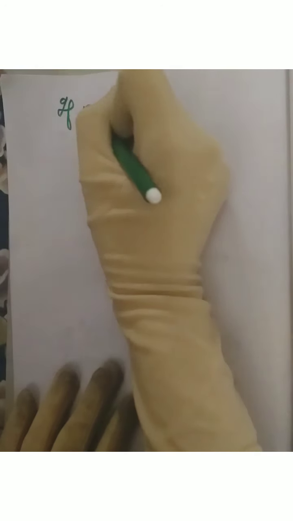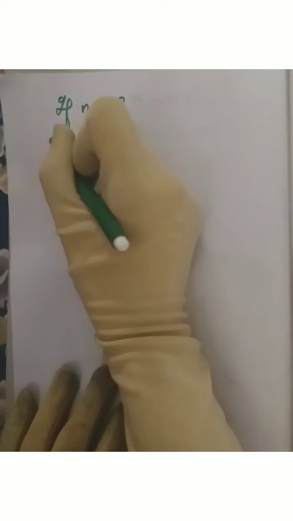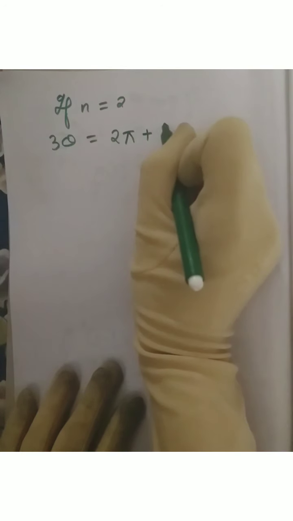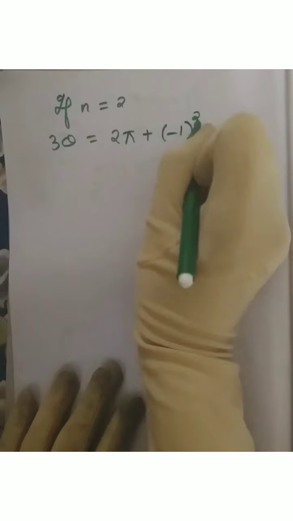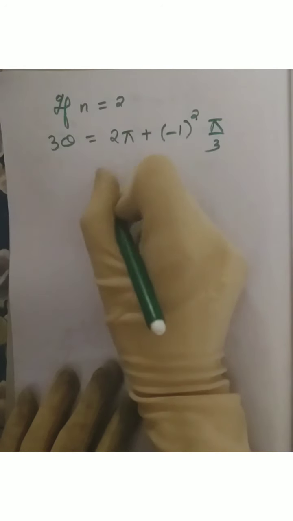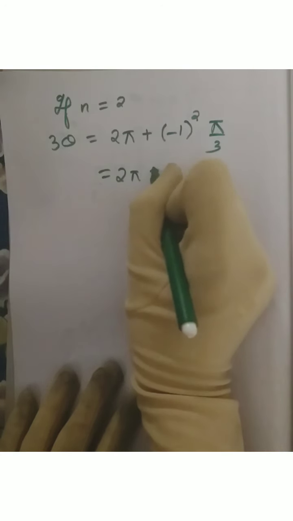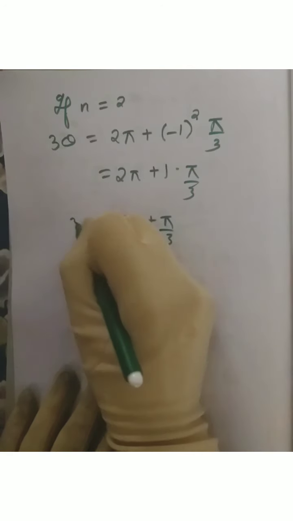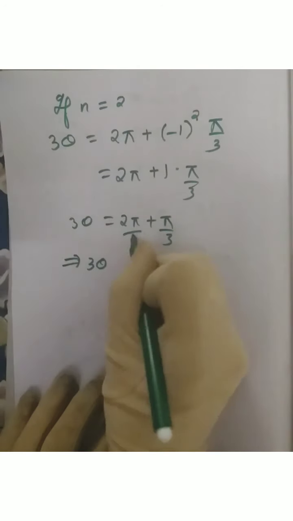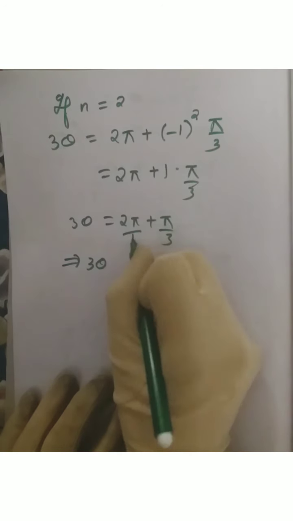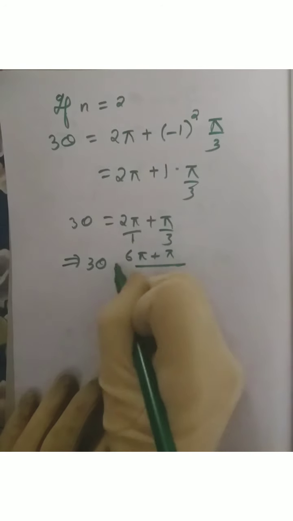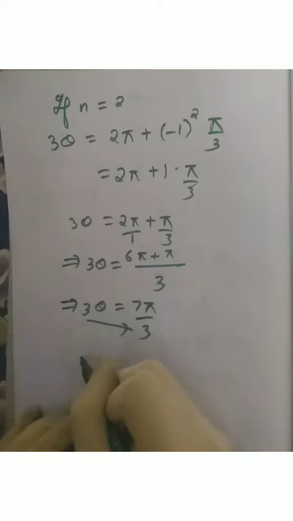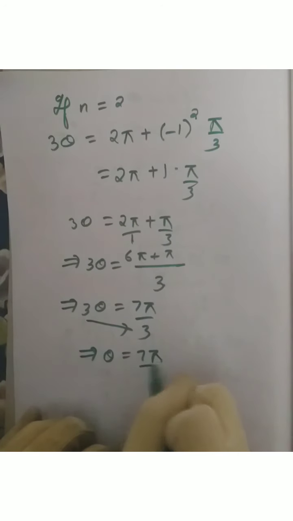So if n is 2 in the formula, 3 theta is equals to n pi; n here is 2, so 2 pi plus minus 1 power n, with n as 2, into alpha, which is pi by 3. 2 pi plus minus 1 square is plus 1 only, we know that. So 2 pi plus pi by 3 I have here, and this is 3 theta. So 3 theta is equals to, LCM of 1 and 3 is 3. 3 divided by 1 is 3. 3 2s are 6, 6 pi plus pi. That is nothing but 3 theta equals 7 pi by 3. If the 3 goes to the other side, it becomes theta equals 7 pi by 9.